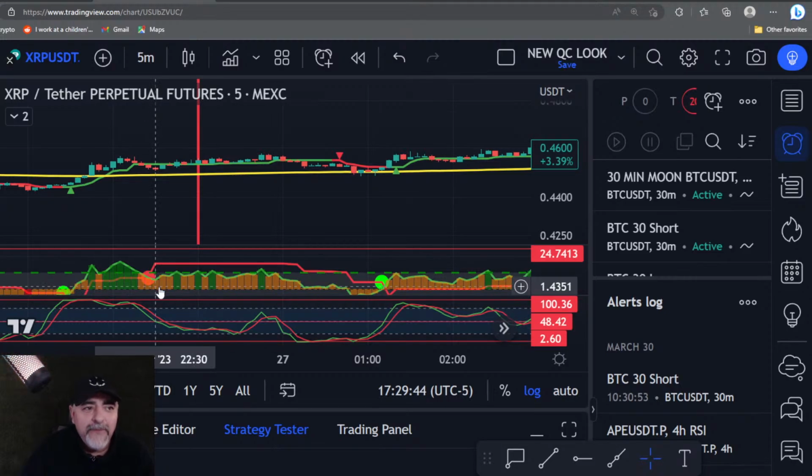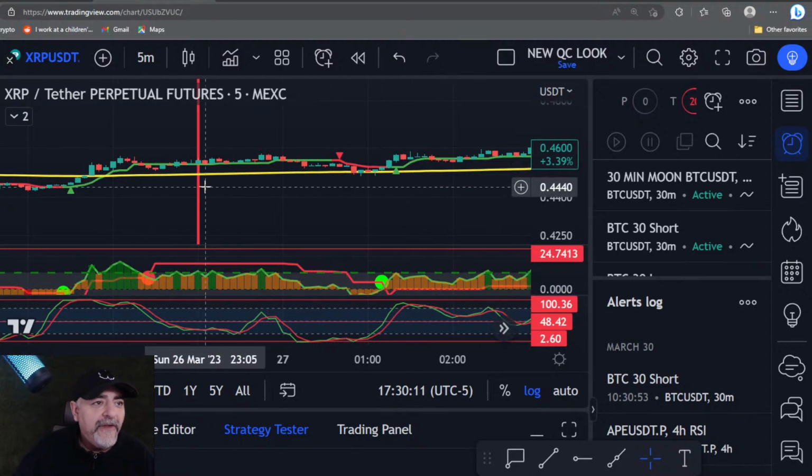Right, is the green moon on the 5-minute? That's the next thing that we're looking at, right? Is the green moon on the 5-minute? That's the next thing. So that's really what we're looking for. So that's what we're looking for, right?